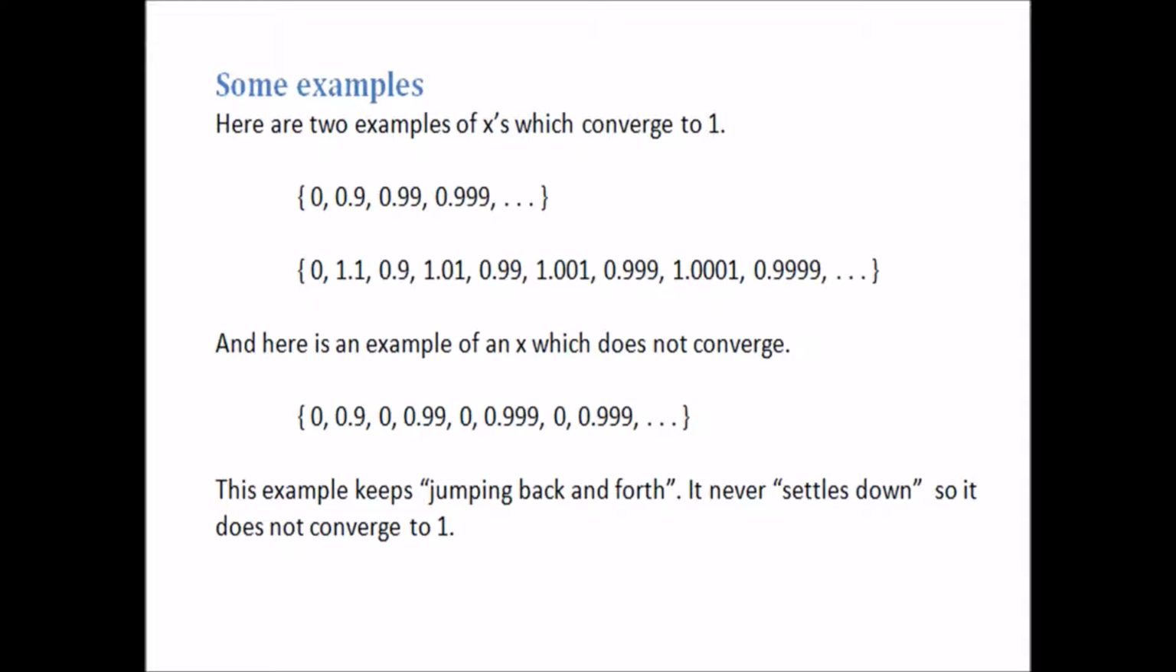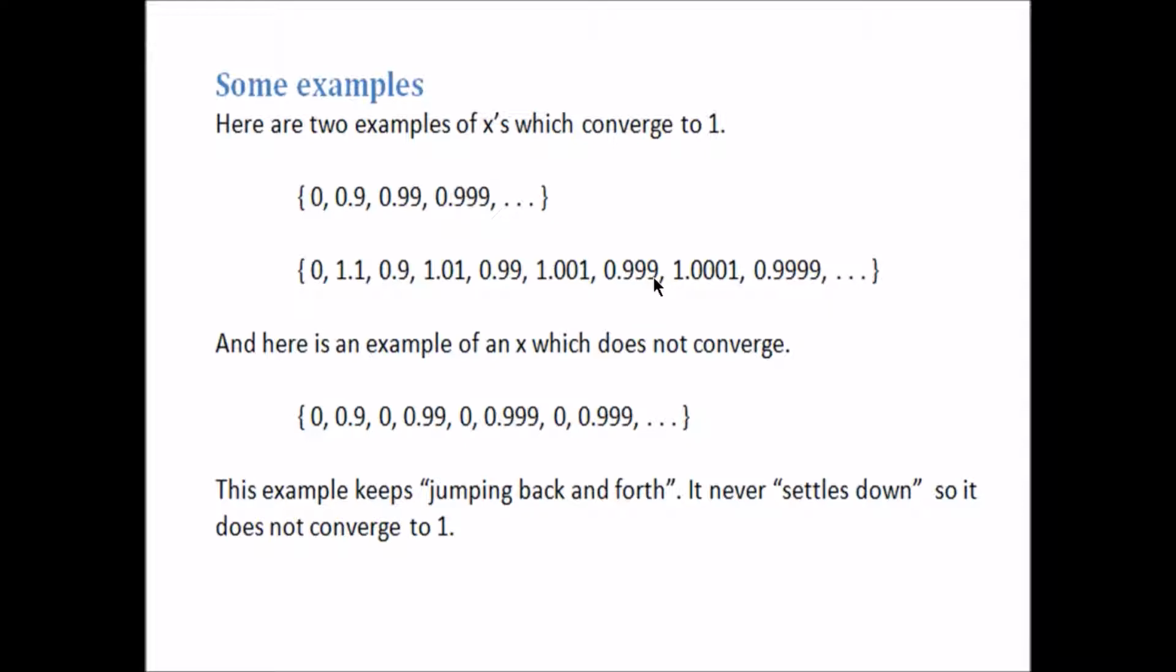Here are some examples of convergence, by the way. Suppose x, well, this is the one we used with the car. It goes from 0 to 0.9 to 0.99 to 0.999. Now, it could also be doing this. It could go from 0 to 1.1 and then go to 0.9 and then go to 1.01 and then 0.99 and then 1.001 and then etc. Now, in both of these cases, we would say x is converging to 1.